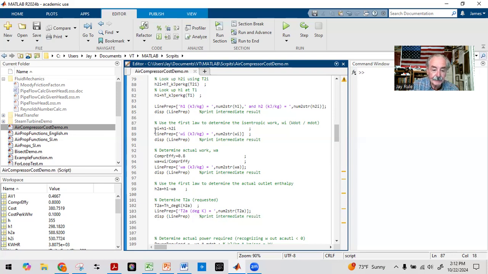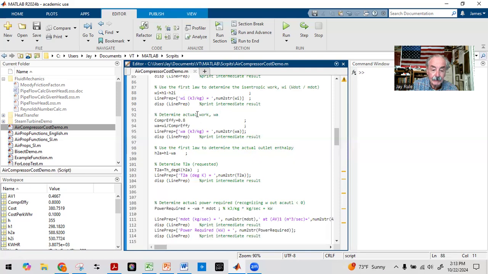W isentropic. Okay. This is the first law. Remember that Q is 0. So W isentropic is going to be H1 minus H2I. So now we have a number for W isentropic, W dot over M dot. I'm just preparing this to report to the command window my numerical result.